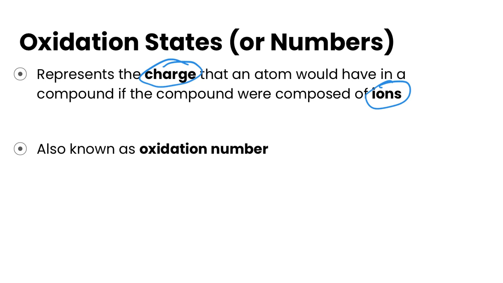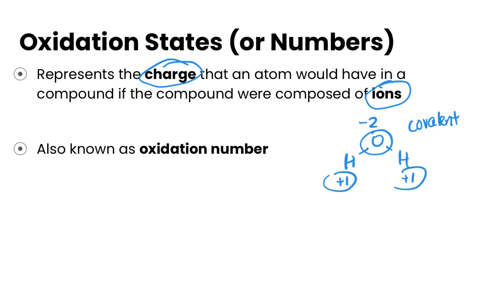So what does this actually mean? Well, you could take something like, for example, water. Let's look at a molecule of water. Now, we know that this is a covalent compound. However, if it were ionic, then we would say that the oxygen would gain 2 electrons, so it would have a -2 oxidation state, and each hydrogen would lose 1 electron, so they would have a +1 oxidation state.